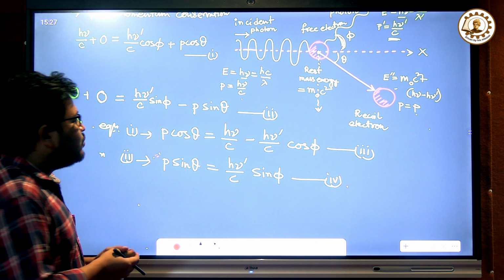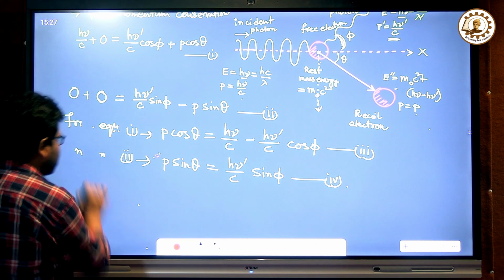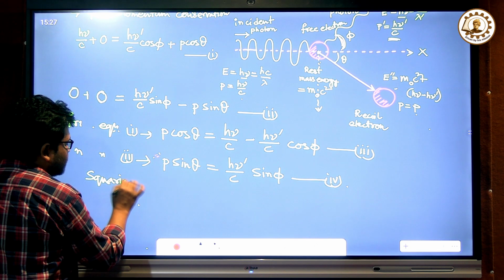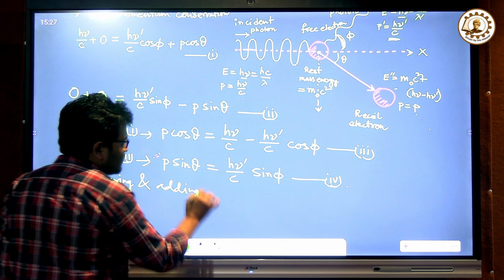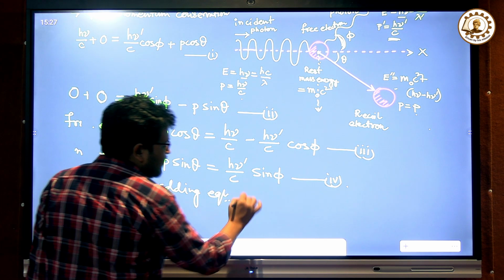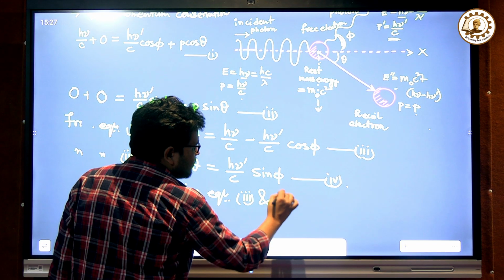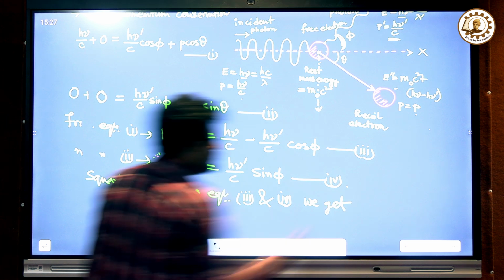Now we have to square and sum equation number 3 and 4. So, squaring and adding equation number 3 and 4, we get, what do we get?